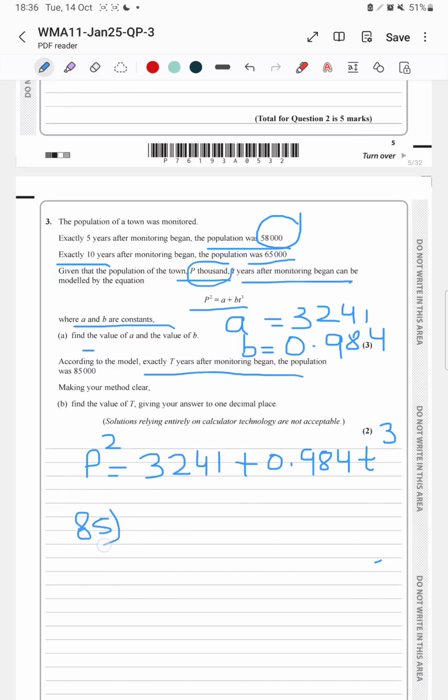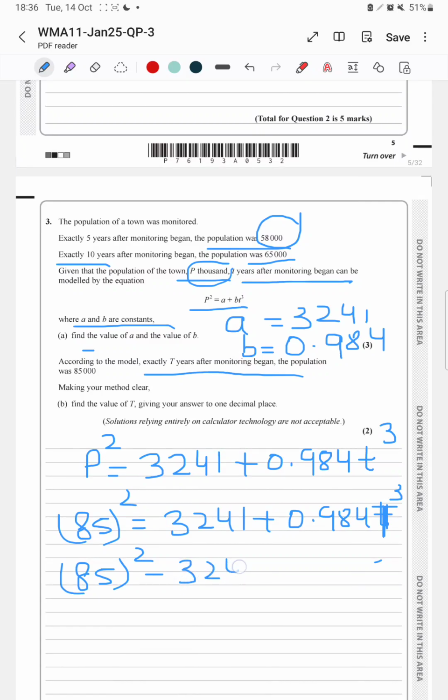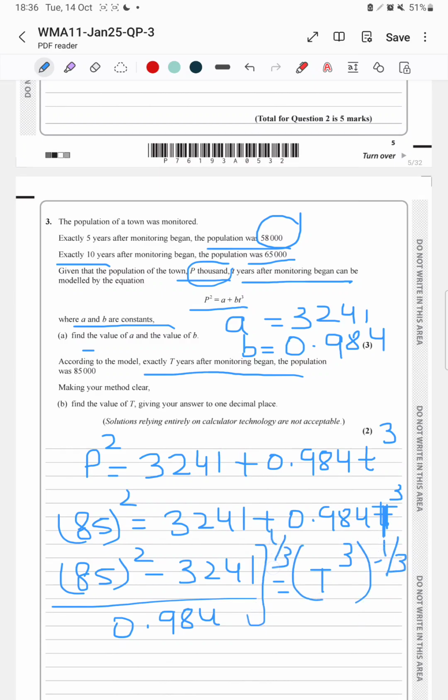So 85 squared is equal to 3241 plus 0.984 T cubed, and we need to find the value of T. So what we can do here is write this T as capital T because this is what they are asking. So it will be 85 squared minus 3241 divided by 0.984, and that will be equal to T cubed. And if you need to find T, you need to take the 1/3 power on both sides.